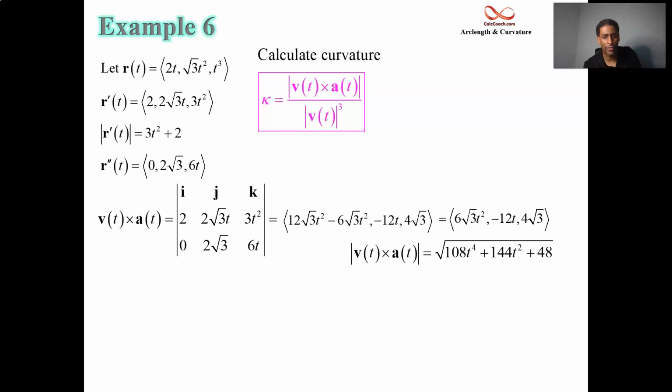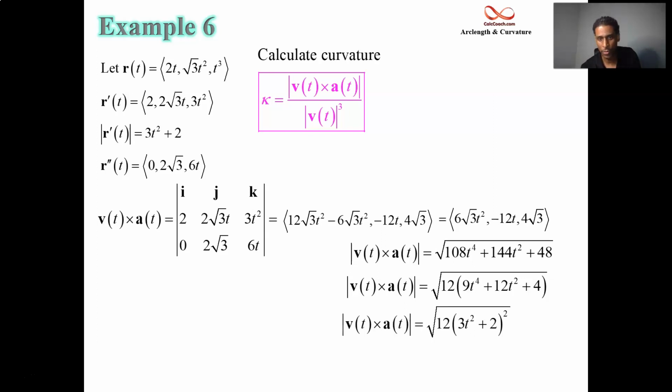Let's factor out what they have in common, a 12. 12 goes in all these. 108, it goes in 9 times. 144 goes in 12 times. 48, it goes in 4 times. And you're on your way to seeing what's happening there. You're going to then take what's in the parentheses, the factor that's left over, and recognize it as a perfect square. It's the same, 3t squared plus 2, quantity squared.